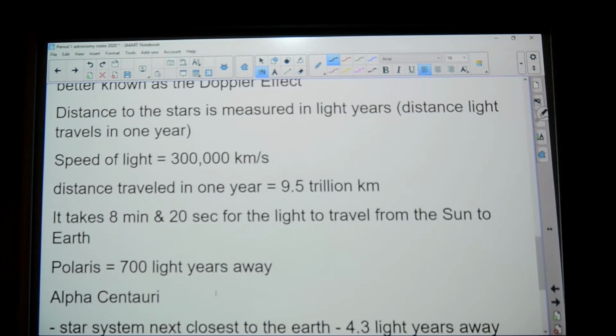Alpha Centauri, which is our closest star after our own sun, is 4.3 light years away. So the light we see now left 4.3 years ago. There's some debate that since it takes the light so long to travel, are some of the stars that we currently see tonight actually dead and they are no longer illuminated?